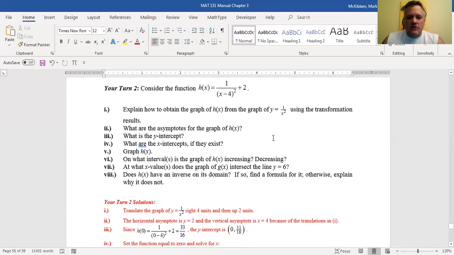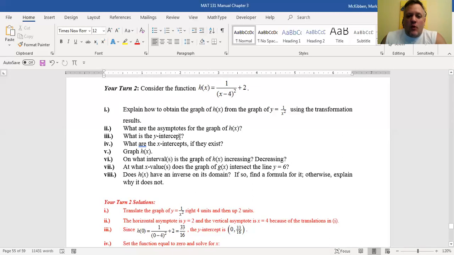All right, so let's take a look. You're going to use 1/x². We're going to shift it to the right 4 units and then up 2. Right, that's what, from just using our translation results, that's what we would do. And so we know that the vertical asymptote that occurred at x = 0 now will occur at x = 4. And since we moved it up, the horizontal asymptote will now occur at y = 2.